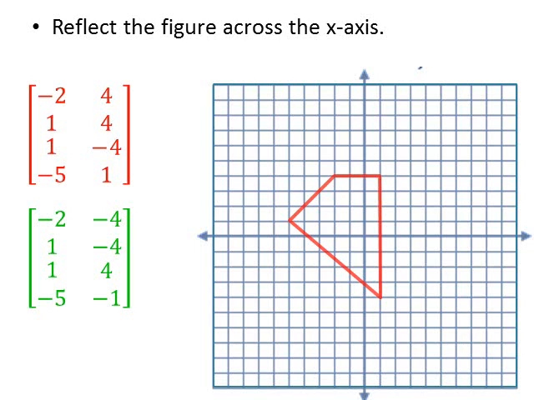When I multiply the second column by -1, and you can see that I did that there, I just changed the signs for everything in the second column. That gives me a flip across the x-axis. And you can tell that because if you look at the two figures together, the x-axis is the line of symmetry.